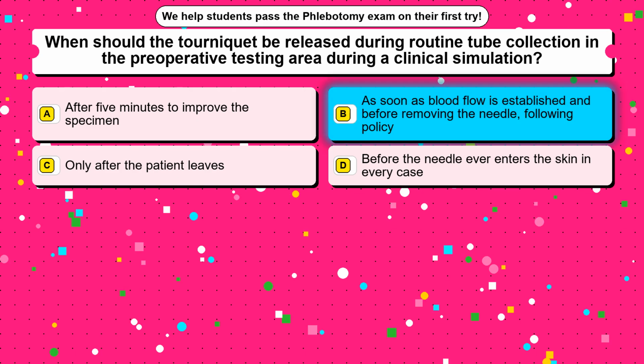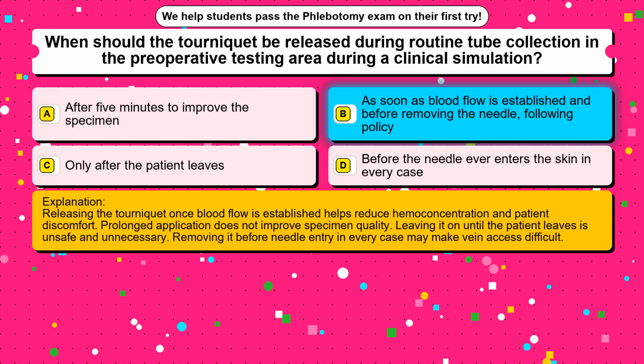The correct answer is option B. As soon as blood flow is established and before removing the needle, following policy. Releasing the tourniquet once blood flow is established helps reduce hemoconcentration and patient discomfort. Prolonged application does not improve specimen quality. Leaving it on until the patient leaves is unsafe and unnecessary. Removing it before needle entry in every case may make vein access difficult.